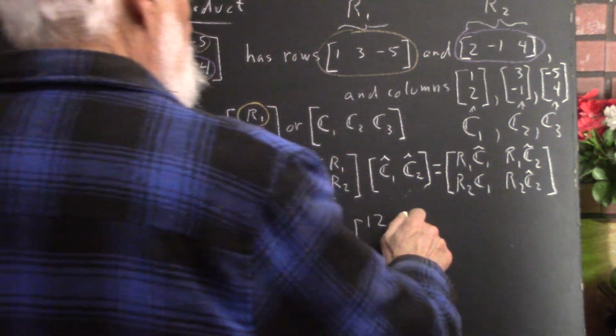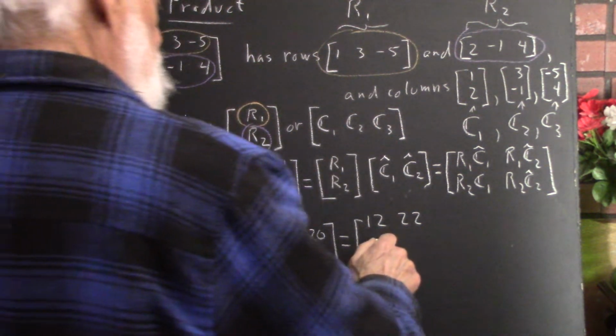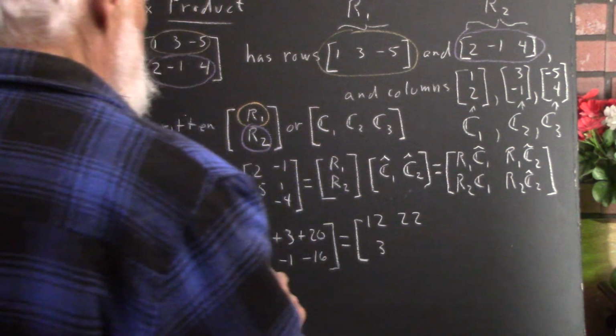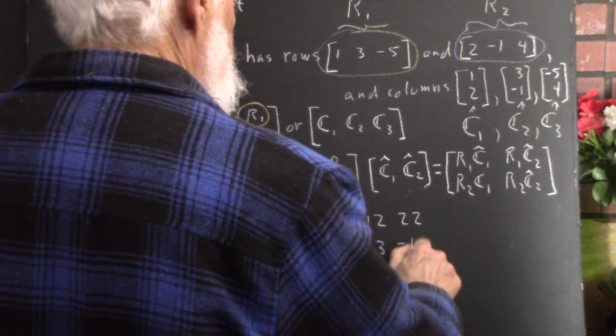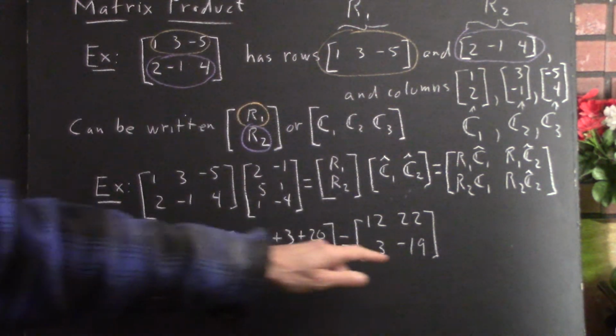2 and 20 is 22. 4 and 4 is 8, minus 5 is 3. Negative 2, negative 1, negative 16 is negative 19. And here's our product.